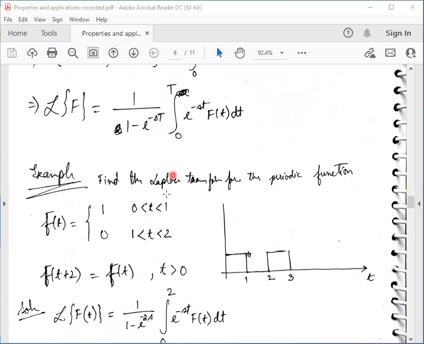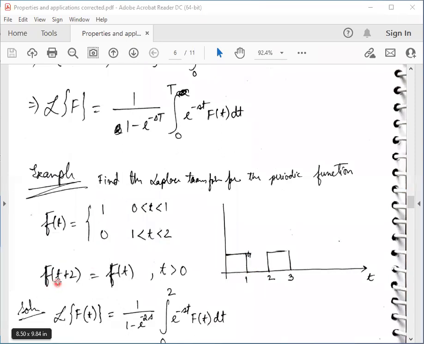Let us look at this example. Find the Laplace transform of the periodic function f of t given by this expression. This is a piecewise continuous function. That is, when t lies between 0 and 1, the value is 1, and when t lies between 1 and 2, the value is 0. I have drawn the graph here. For t from 0 to 1, it is 1. Then suddenly at t equal to 1, it jumps to 0, and for values of t from 1 to 2, it is 0.